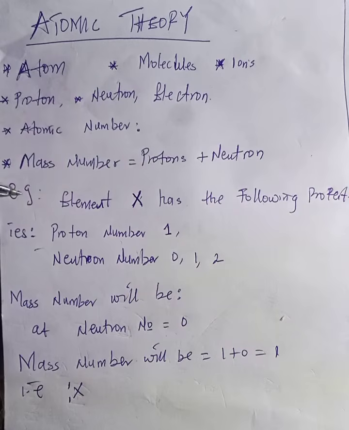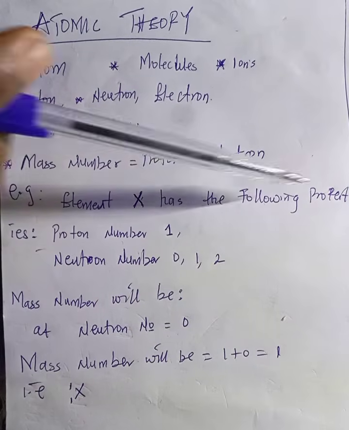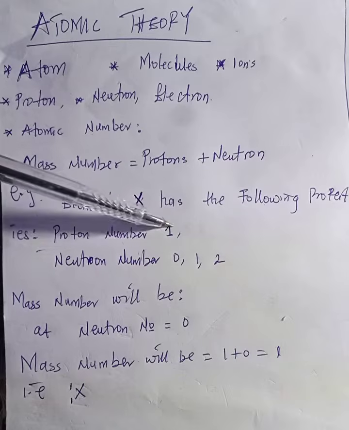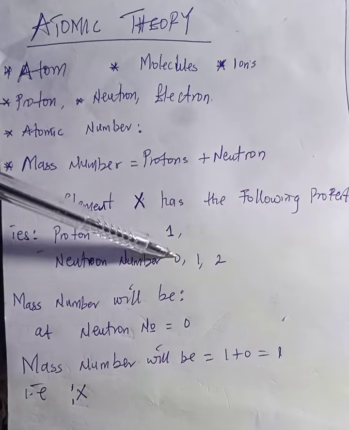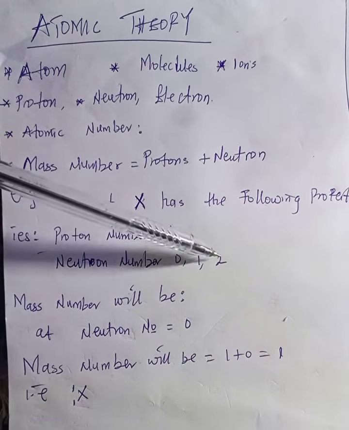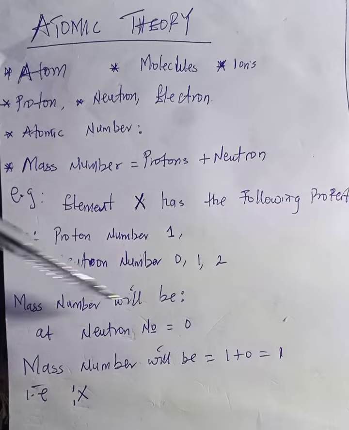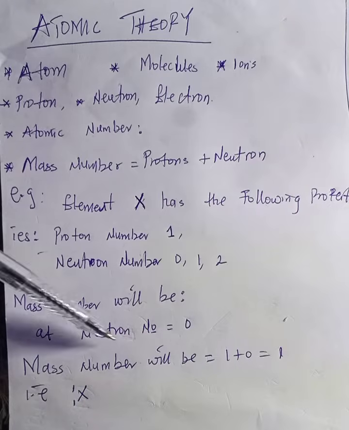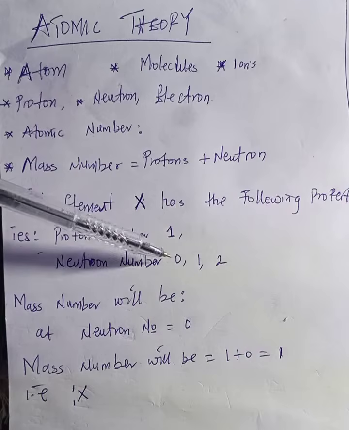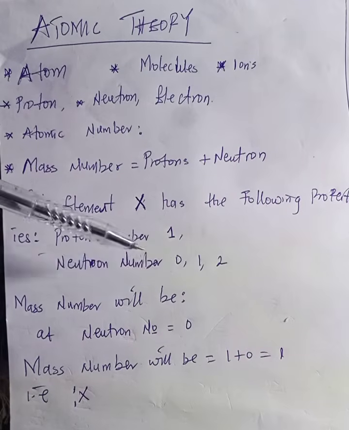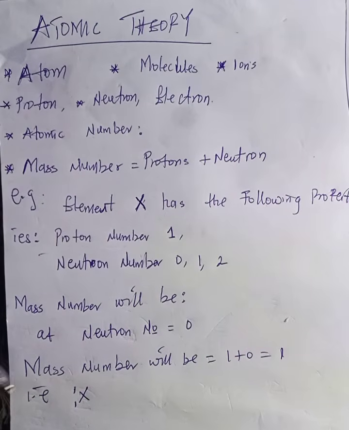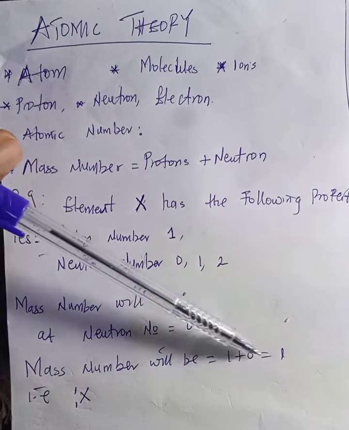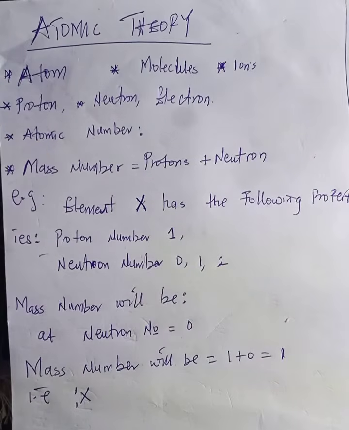Let's say, for example, element X has the following properties: proton number 1, neutron number 0, 1, and 2. Then what will be the mass number of that element X? Now look at the mass number. The mass number is going to be as follows. Since the neutron number is not 1, we have 3 neutron numbers here: 0, 1, and 2. Now, if the neutron number is 0, the mass number is going to be 0 plus 1. That is 1. Take note of that.